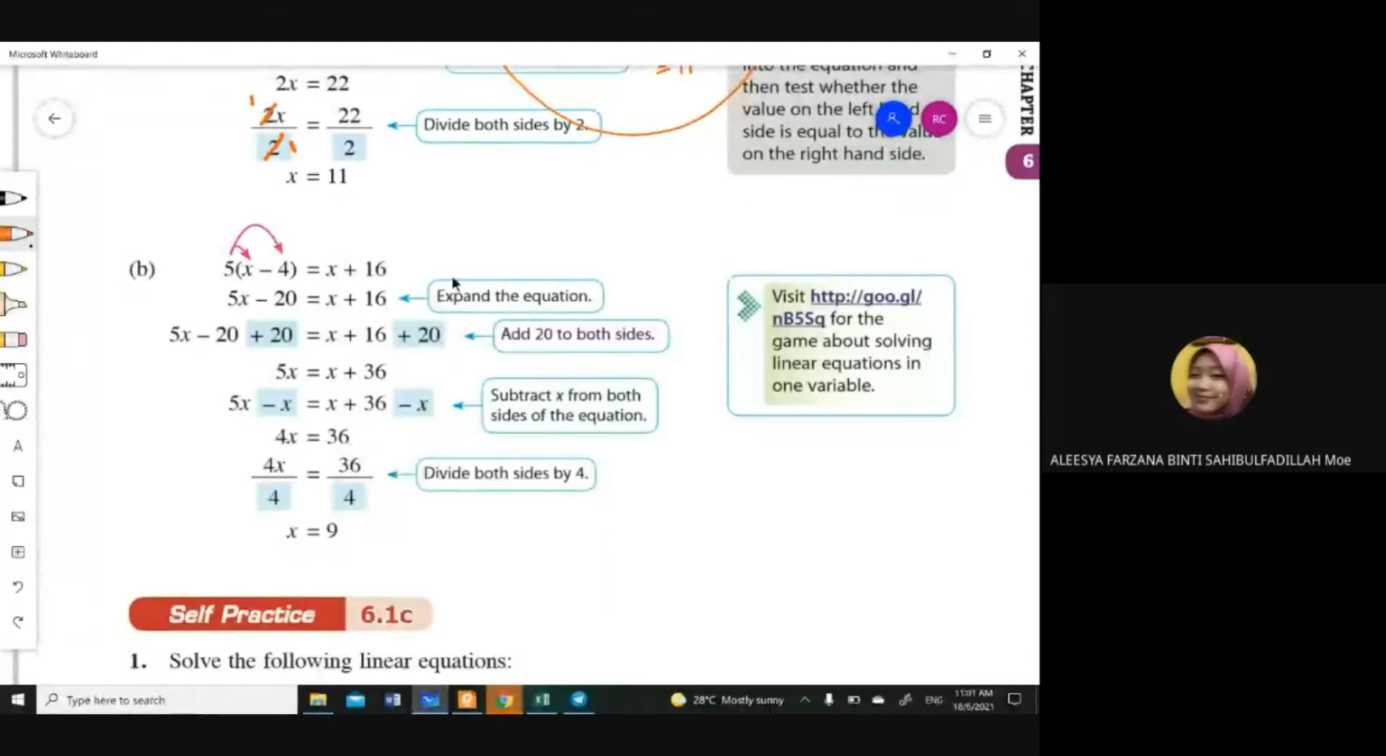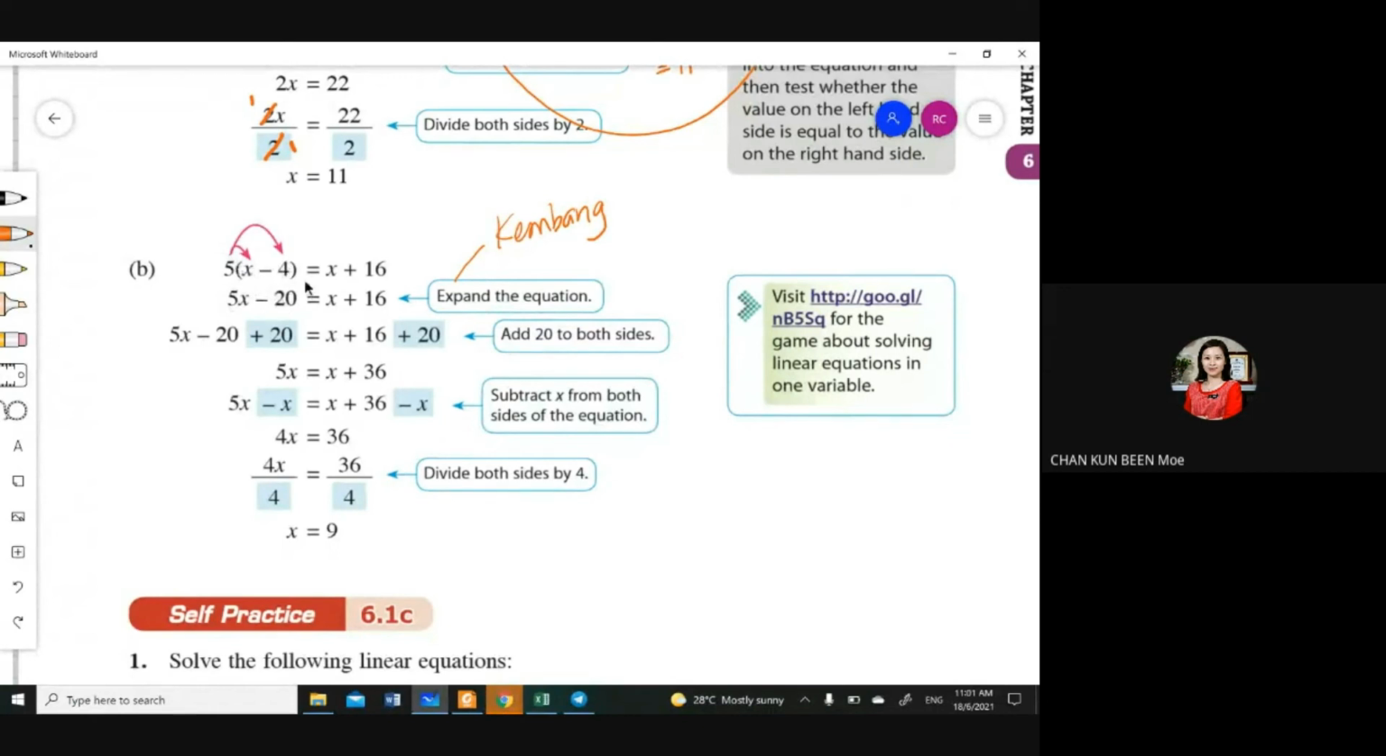Besarkan. Apa? Besarkan kah? Bahasa matematik dalam bahasa Melayu, expand ni dipanggil kembang. Kembangkan. Okay? So expansion means pengembangan. Pengembangan means that you have to multiply. So 5 times x, we get 5x. 5 times 4, we get 20.